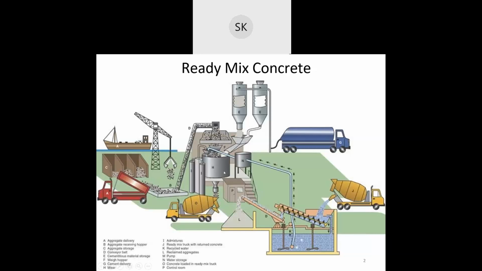H is the mixer. This is the mixer. I is the admixture. Admixtures are stored in I. J is the ready mix truck with return concrete. Then K is the recycled water. L is the reclaim aggregate. M is the pump. So basically, this is an example of a ready mix plant.